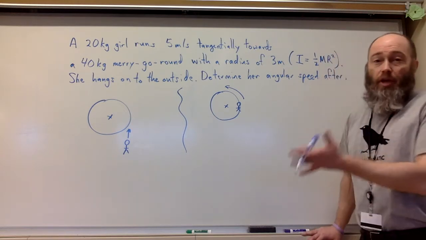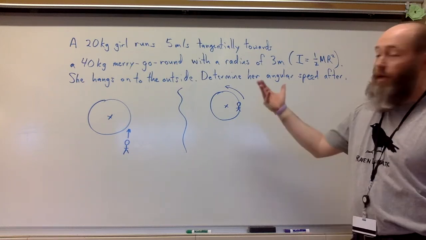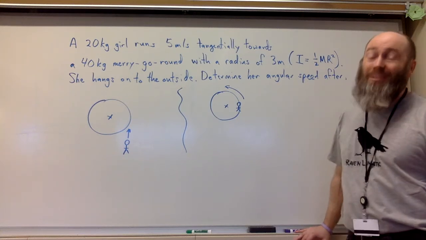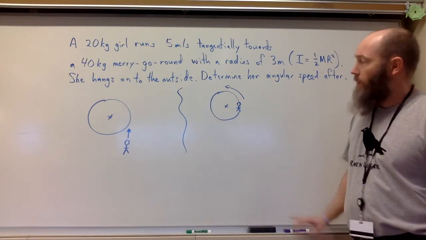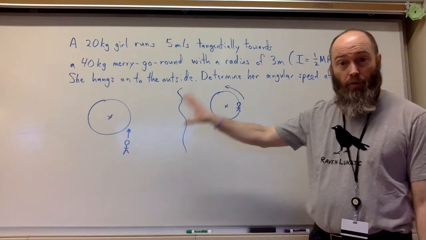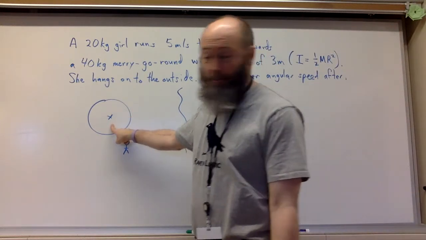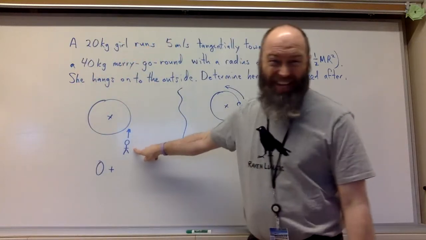Anytime you're dealing with a collision, you have to deal with momentum. Why? Because anytime you have a collision, there's going to probably be some heat that's produced. And it's really impossible to figure out how much heat is produced until you do conservation of angular momentum. So we're going to write our equation before, we're going to write our equation after. So does our merry-go-round have angular momentum? It does not. Does our girl have angular momentum?